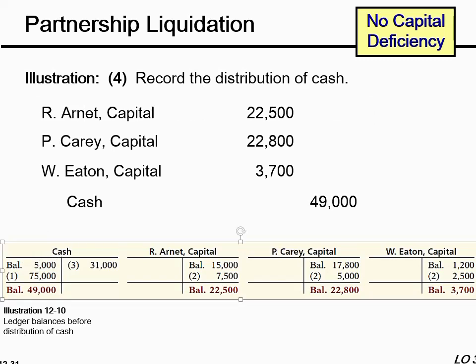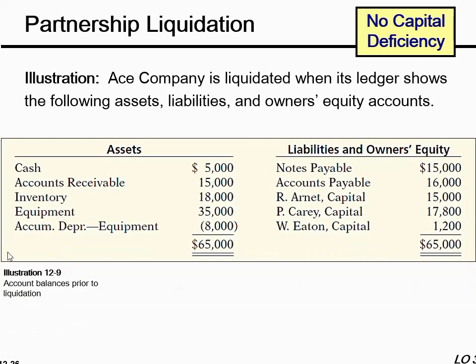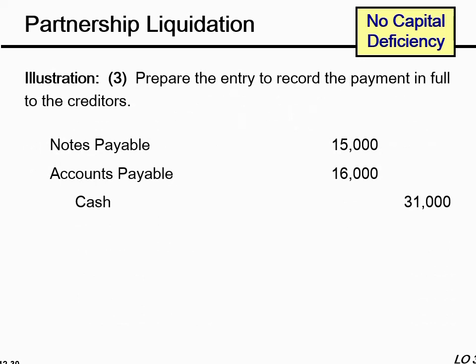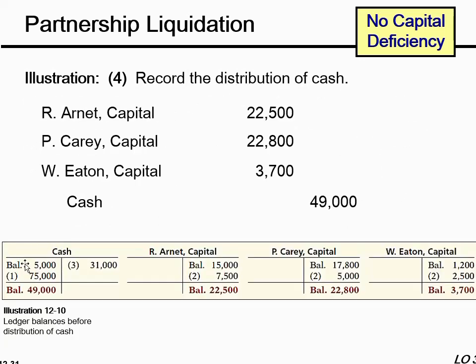Firstly, the cash account. The opening balance of the cash account from the data set was, let me show you, over here 5,000, right? Then we sold the assets for 75,000, and then we paid the liabilities for 31,000. So let's check the changes. Cash T account opening balance is 5,000. Then we debited 75,000 because of journal entry number 1, and journal entry number 3 took cash of 31,000 to pay the creditors. So altogether remaining cash with the partnership is 49,000.